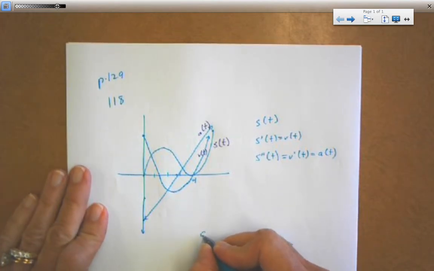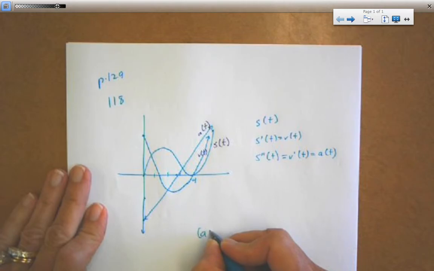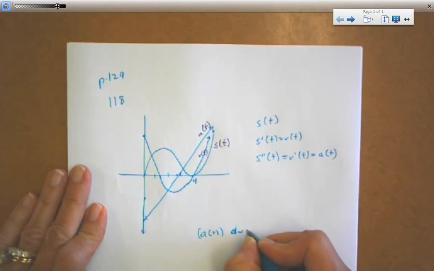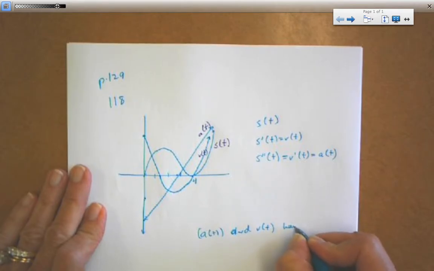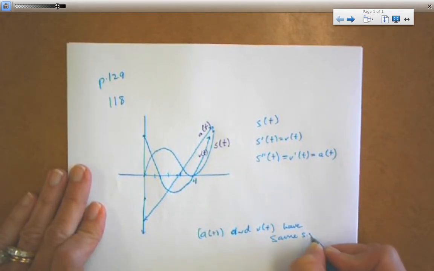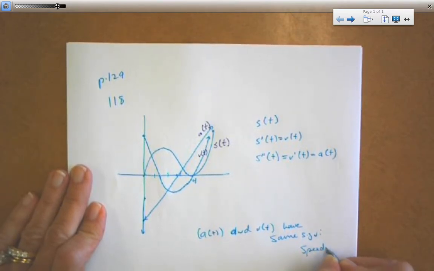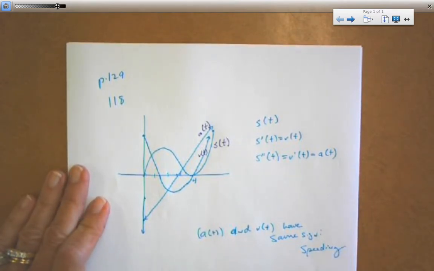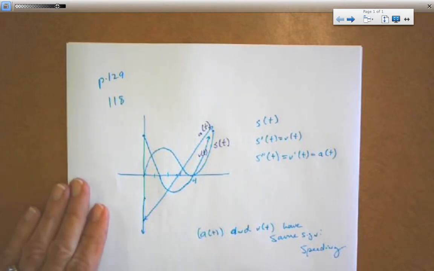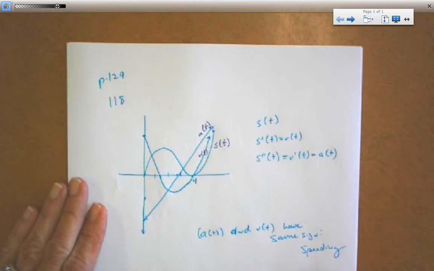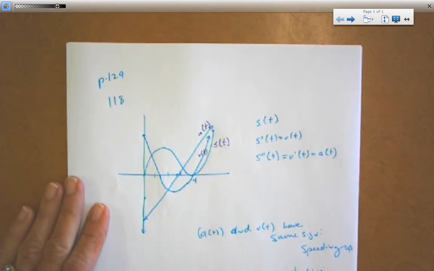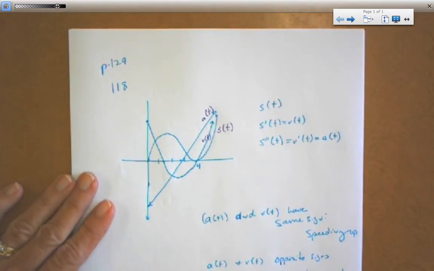Recall that we said if acceleration and velocity have the same sign, it's speeding up. Now that doesn't mean they're just necessarily both positive, but they're both positive or they're both negative. If acceleration and velocity have opposite signs, it's slowing down. So we have to look at the signs, speeding up, slowing down. We have to look at the signs of the value of each graph. One way we can do that is to kind of make a sign chart.